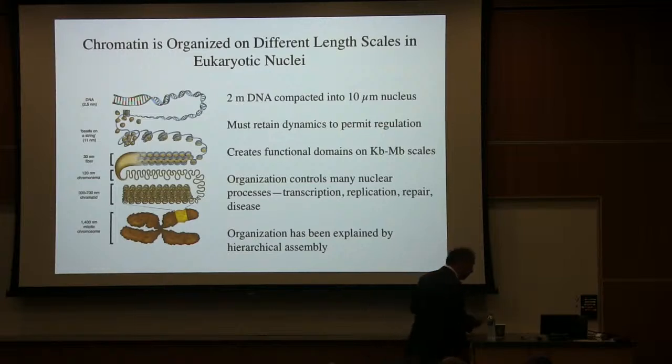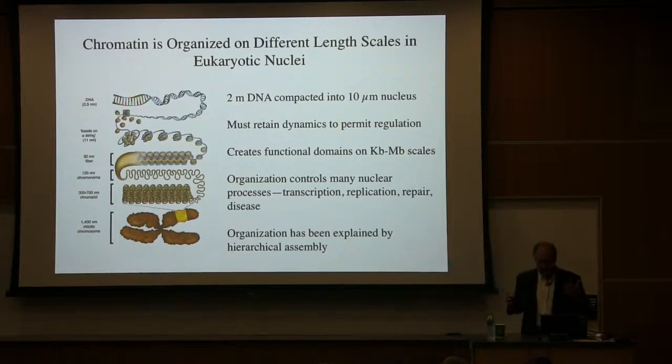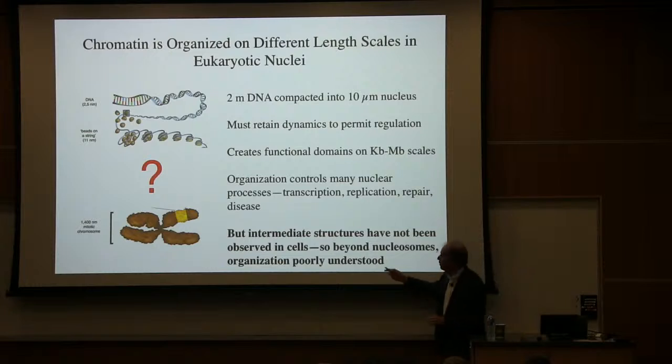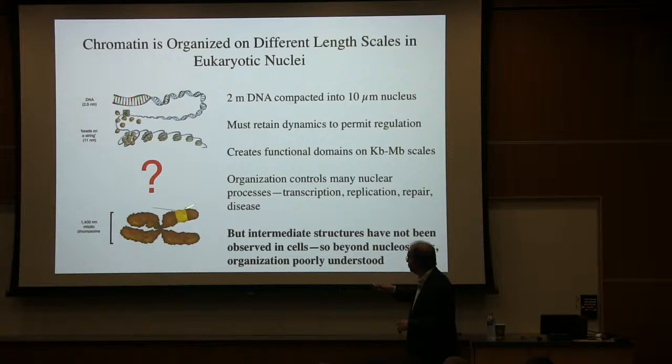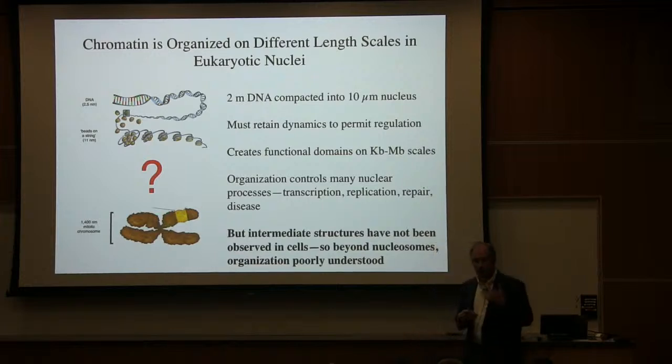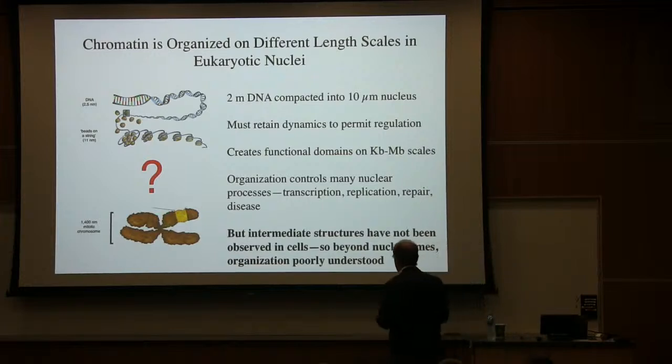There are some older data that support this, but as imaging has gotten better and better, and people have been able to look inside intact nuclei of eukaryotic cells, clearly one sees tons and tons of nucleosomes, but these higher order structures, if they're there, are not highly enriched. And so the question of how the cell goes from nucleosomes to mitotic chromosomes is still, I would argue, quite poorly understood.